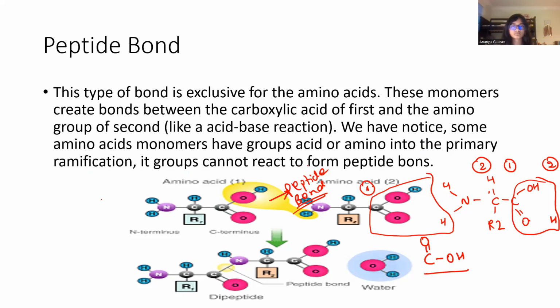So we have noticed some amino acid monomers have acid or amino groups in the primary ramification. These groups can't react to form peptide bonds. Very few, just like here. Very few can't be able to make a bond.